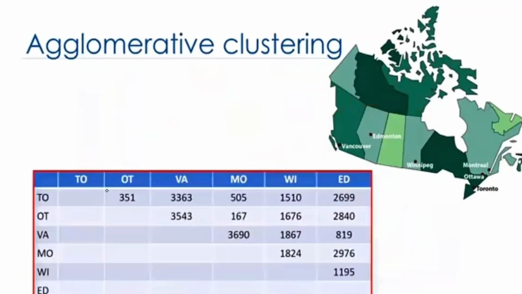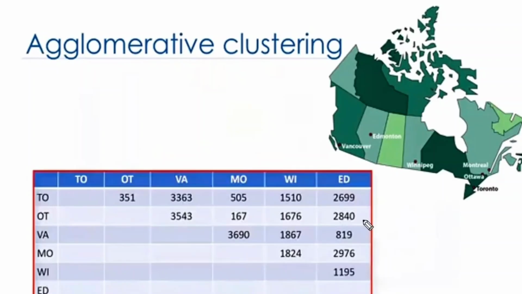How am I going to make this? The first one, city 1, city 2, city 3, city 4, city 5, city 6. Same, all the 6 cities. First I am going to calculate the distances from this city to this city. So TO to TO, OT to OT, all diagonal elements will be 0. And the lower part and upper part will be the same. Right?